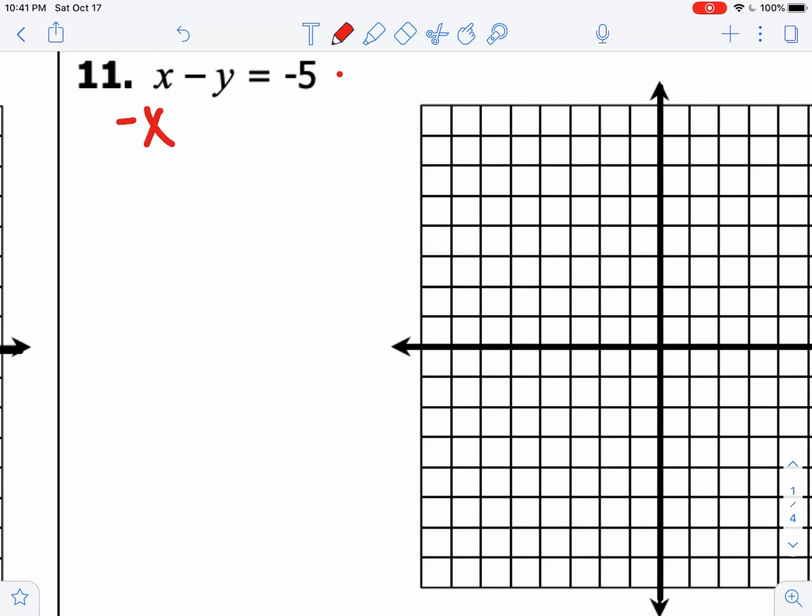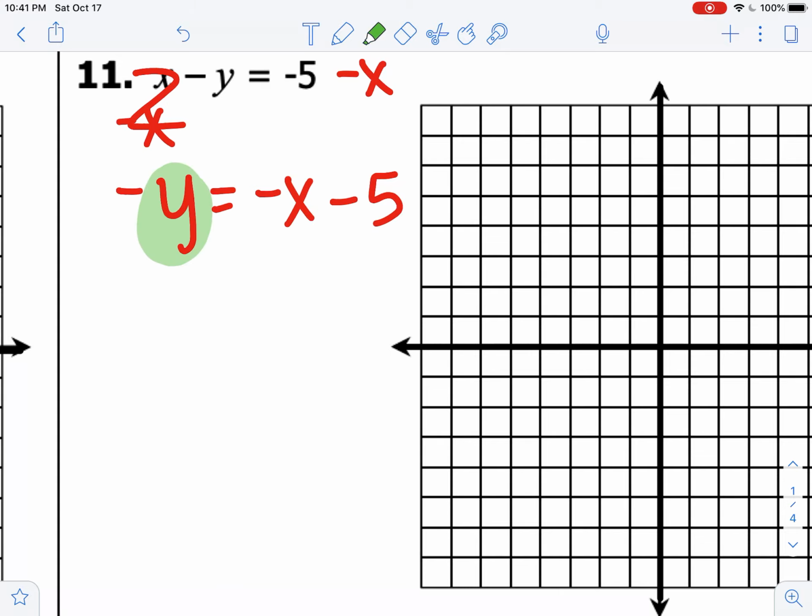All right, here we go. So we're going to subtract x from both sides. So that makes that a 0 pair. Negative y equals negative x minus 5. Now, again, you're wanting to make this a positive y. So if I make it a positive y, I've got to switch everything. So I switch this to a positive, which means I switch the x to a positive and also the negative 5 to a positive.